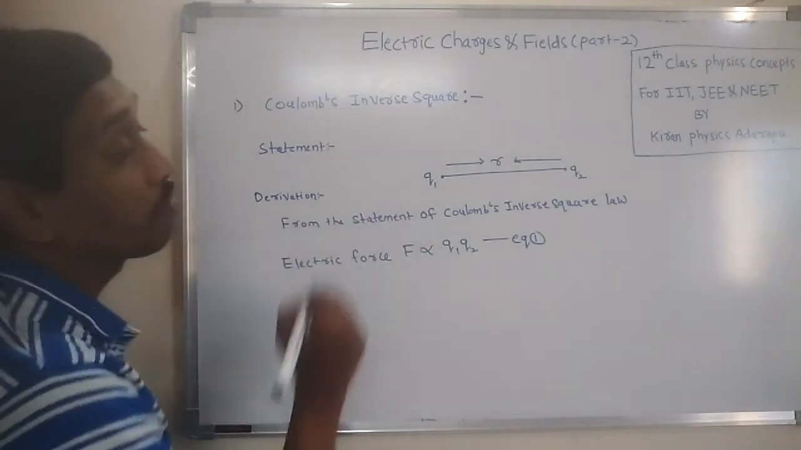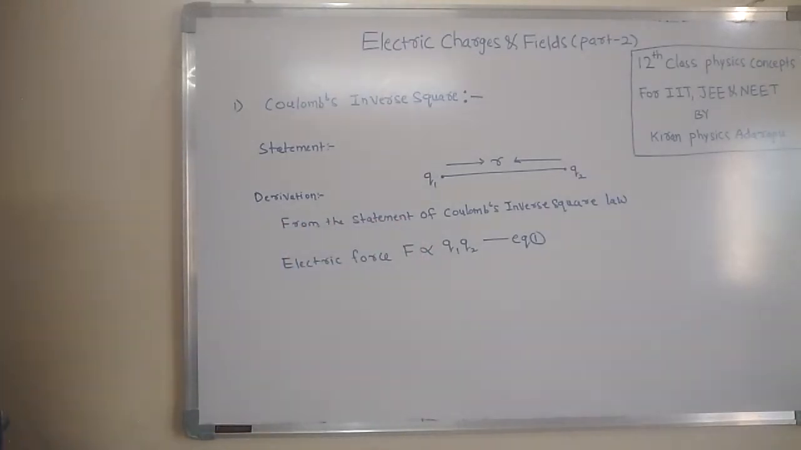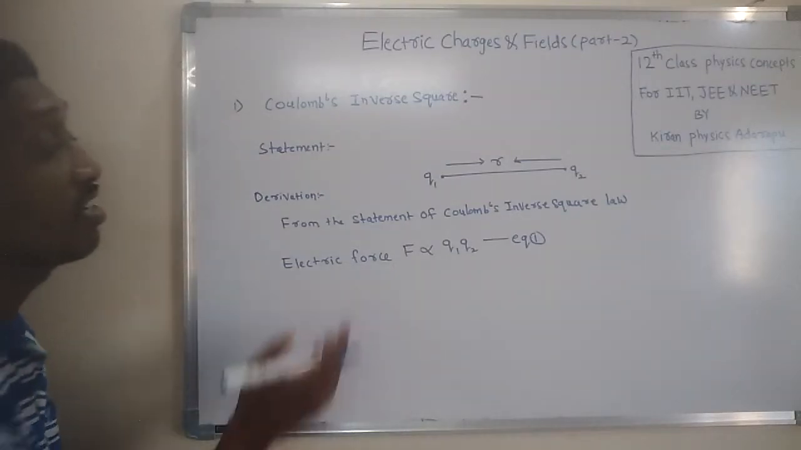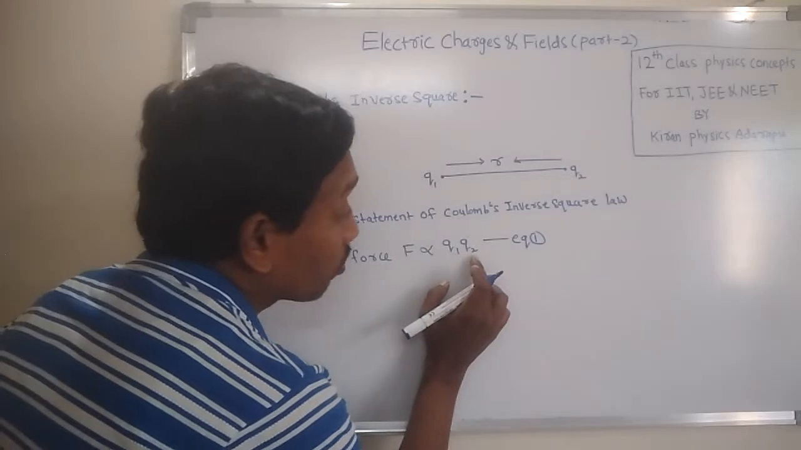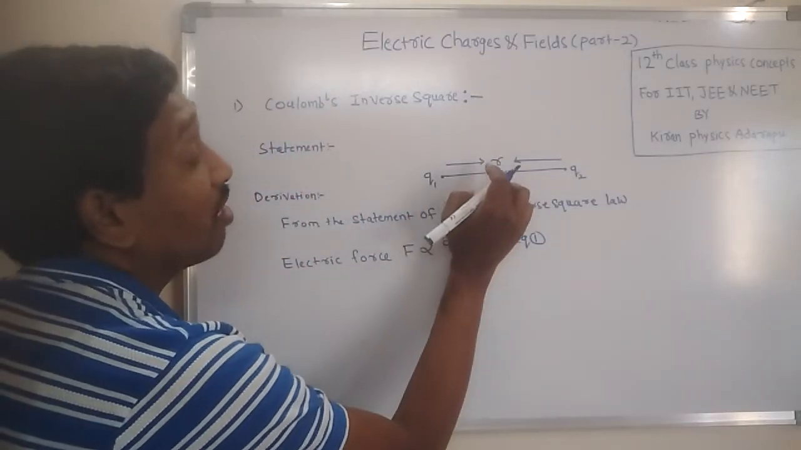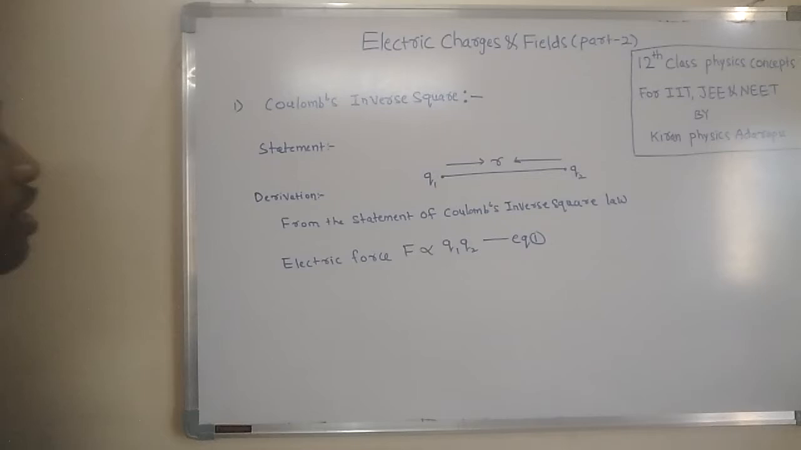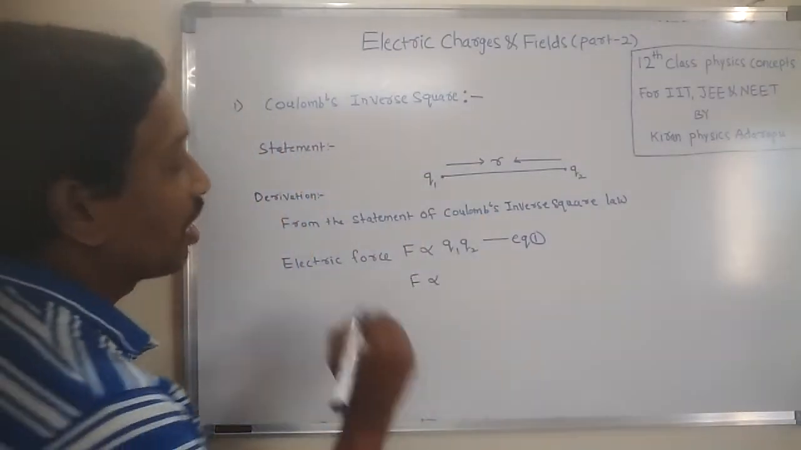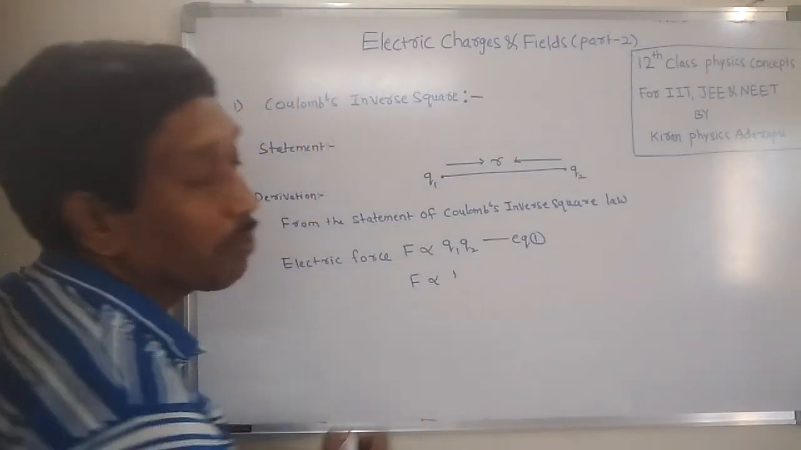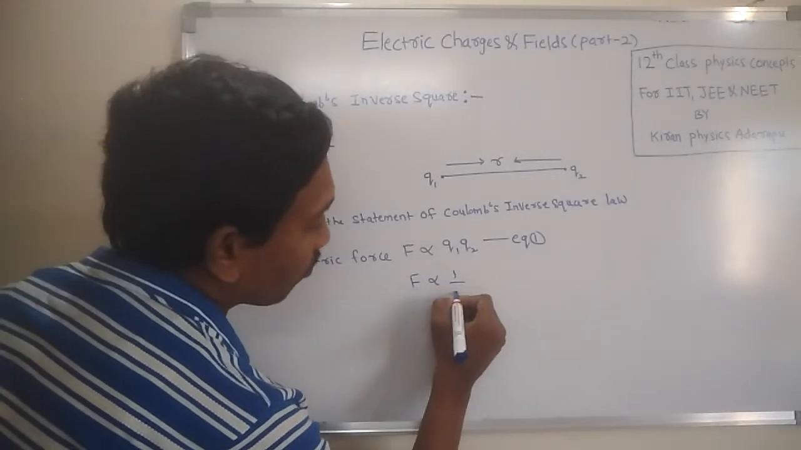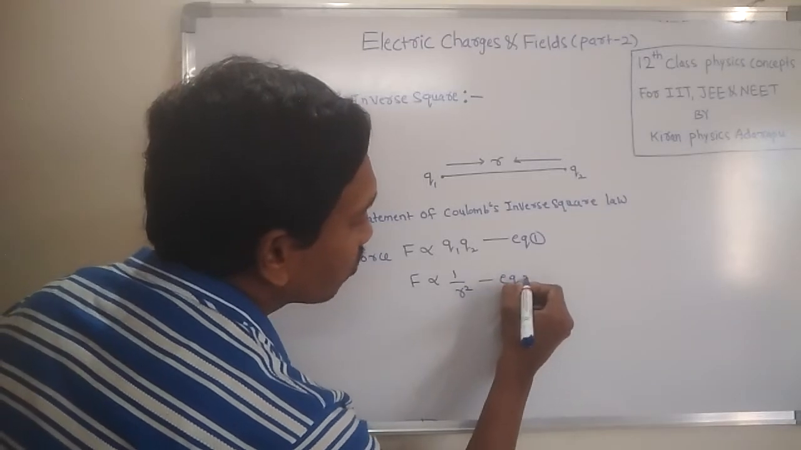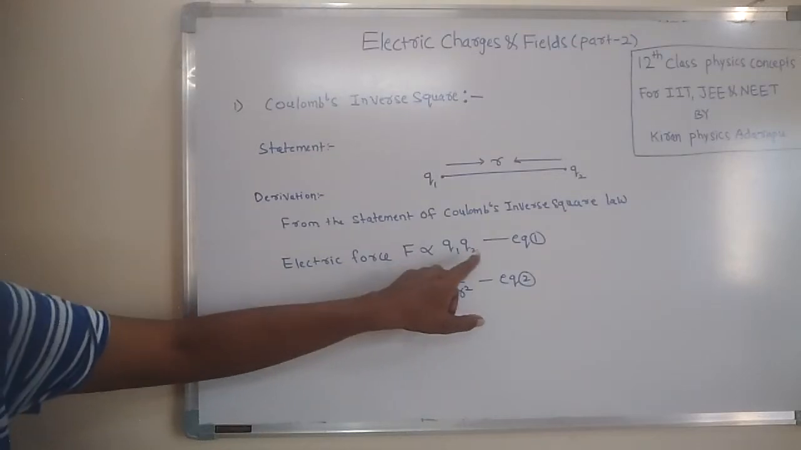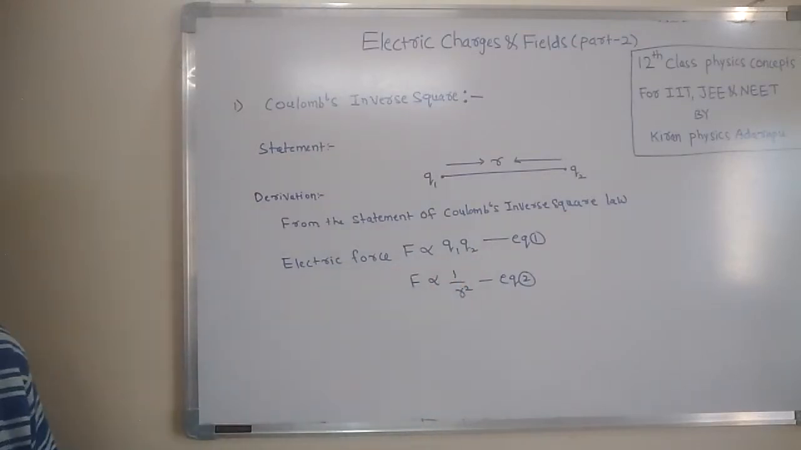From the statement of Coulomb's inverse square law, it also explains that the electric force is inversely proportional to the square of the distance. It is not only depending upon the magnitudes of the two charges, it is also depending upon the distance between the two charges. That's why from the same statement we construct one more relation: electric force F is inversely proportional to the square of the distance. That means F is proportional to 1 by r square. This is equation number 2. These two expressions indicate the relation between electric force and charges, and electric force and the distance.